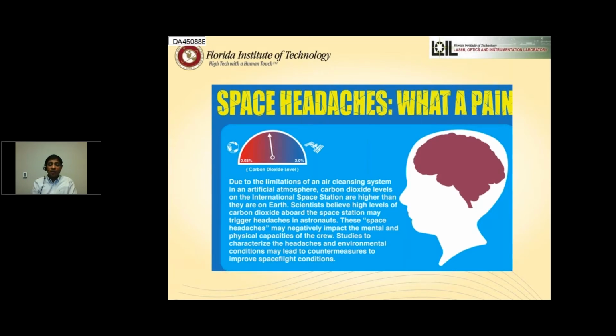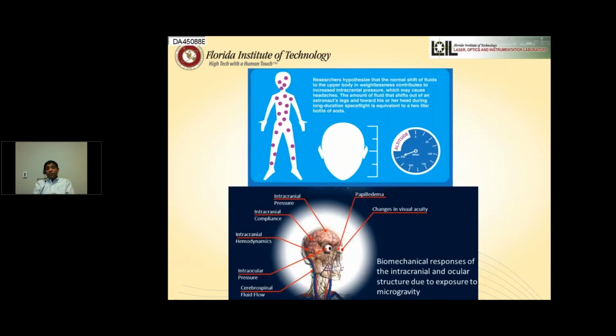So why do we need to address this challenge? Because there is a term called space headache, and people describe what a pain it is. When you're exposed to microgravity, as in space, your carbon dioxide level is much higher than what you experience on Earth. Scientists believe that this excess CO2 level in the microgravity environment is the reason for space headache. So there is a need to analyze how your cerebral functions are affected by CO2 exposure.